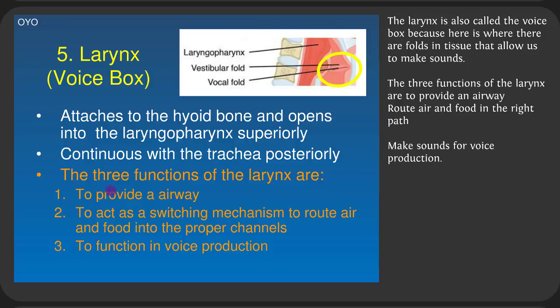The larynx is also called the voice box because here's where there are folds in tissue that allow us to make sounds. The 3 functions of the larynx are to provide an airway, route air and food into the right path, and then make sounds for voice production.